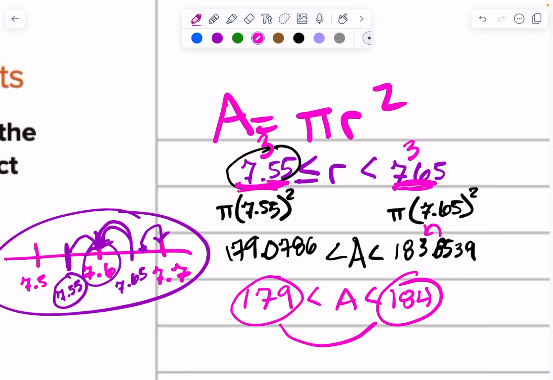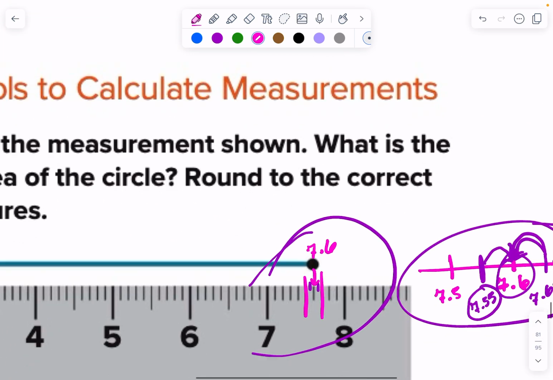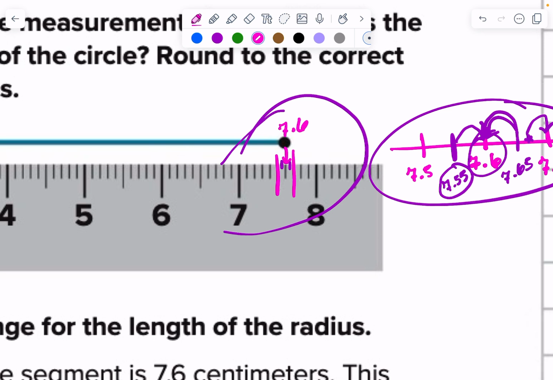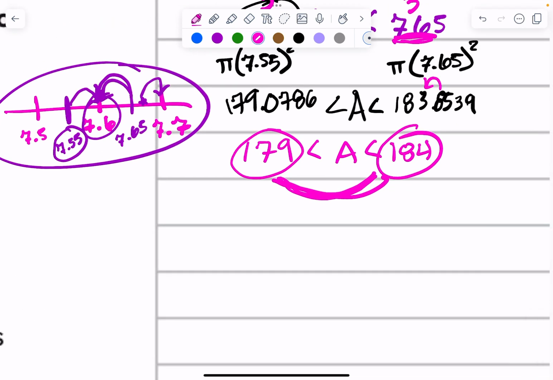Now that's not too bad of a window, right, between those two, but it's still kind of a decent sized gap. That's like 5 square centimeters. That's a lot to be off by. So how do I make this window a little bit smaller? Basically this is like your margin of error for your area, right? How can I guarantee that that margin of error is as small as possible? Well, what I'm going to do is use a smaller increment of measurement here. I'll go to the nearest millimeter instead of the nearest centimeter, and that's going to give me a smaller window of error for my area. Anywho, there you go.